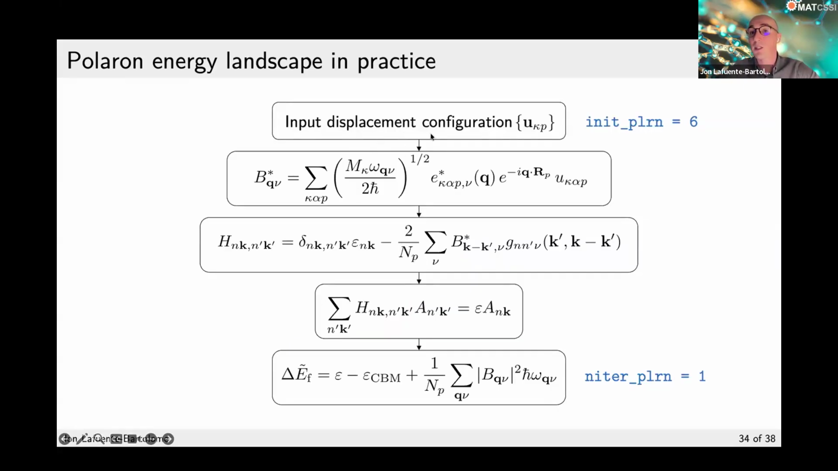So the workflow is somewhat similar. One starts with a displacement configuration that now is not minimized, but is taken as an input, and then builds the effective Hamiltonian as before and diagonalizes it. From here, the difference is that one doesn't need to perform self-consistent calculations anymore, because remember that we are not minimizing with respect to the displacements. We only take the eigenvalue, and from here and the B_Qν coefficients, we obtain the formation energy for this specific atomic configuration. Then we can repeat these calculations for several points along the configuration coordinate, and we can obtain the energy barrier.